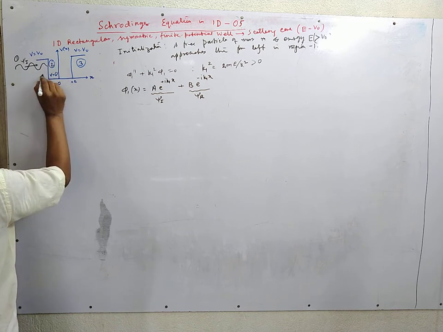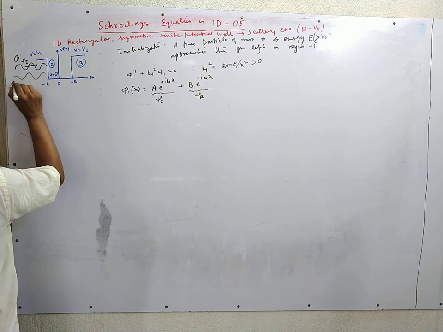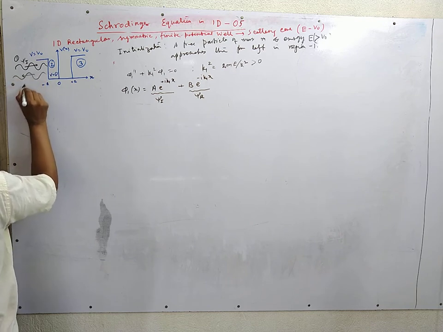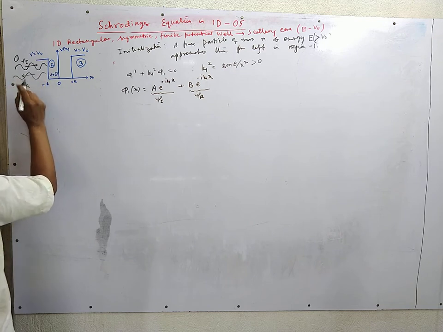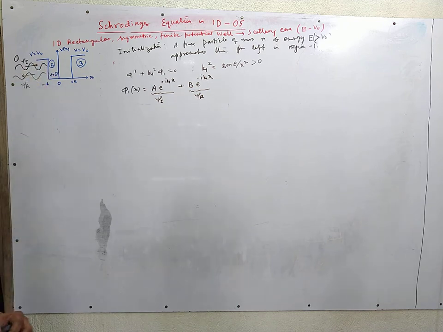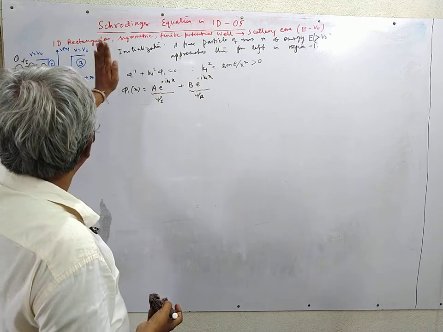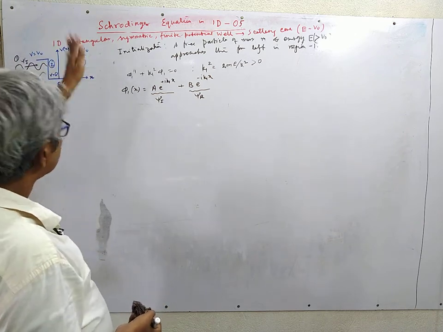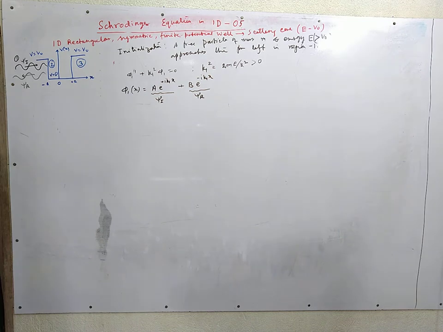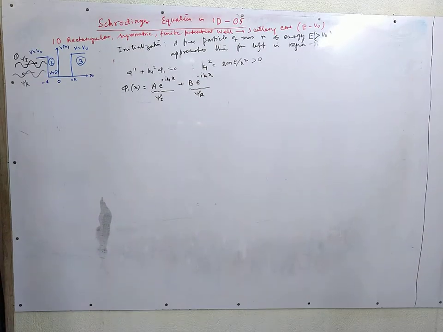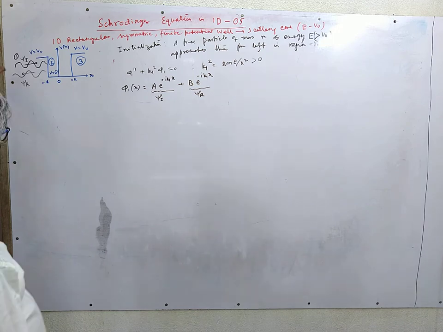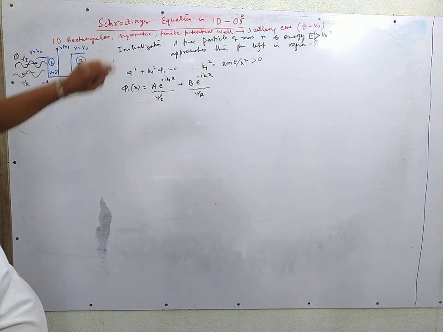Impinging on the well, a part will be reflected. This is not a classical phenomenon. According to classical physics, since E is greater than V0, every particle will overcome the well and come to region 3. But in quantum mechanics, we represent the particle by a wave, so it will have a reflection as well. So there is a difference from classical physics.